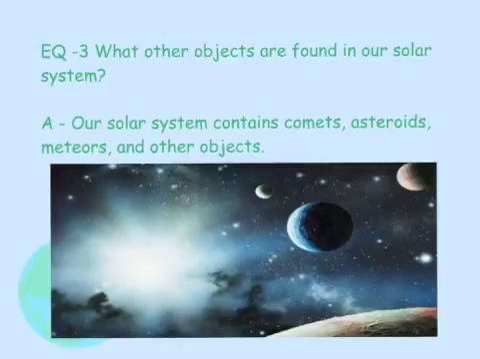Essential question number 3. What are other objects that are found in our solar system? As we discussed, our solar system contains comets, asteroids, meteors, and other objects that are floating around in space. Some people call it space junk. But don't forget our planets are there as well.